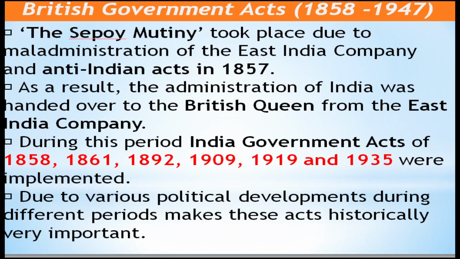Now move to the next. British Government Acts means from 1858 to 1947 we are going to call them British Government Acts. Before that we call them East India Company Acts. It is because after the first war of Indian independence, afterwards the British government directly took over the administration under the Queen, right?